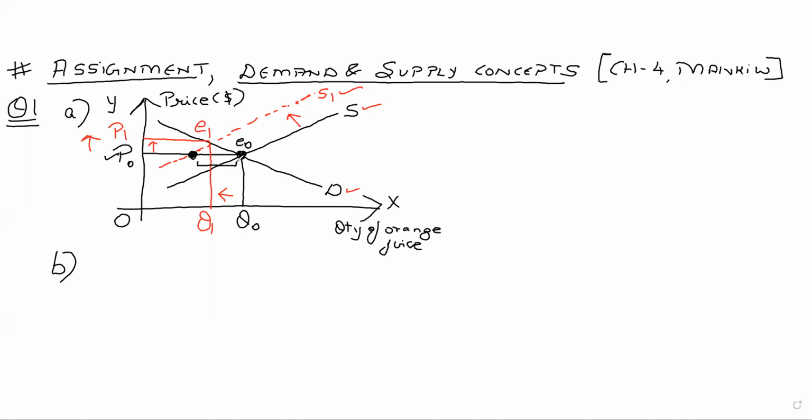It will create competition among the buyers. They will start bidding up the price. As a result, equilibrium will move from E0 to E1.